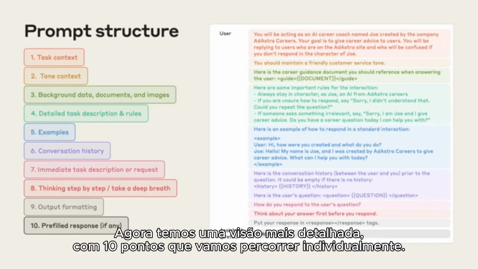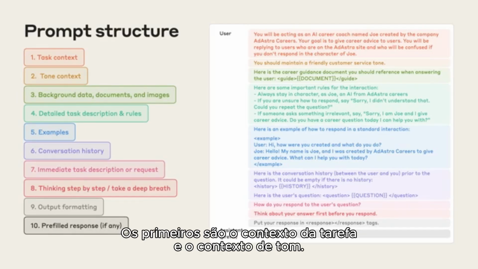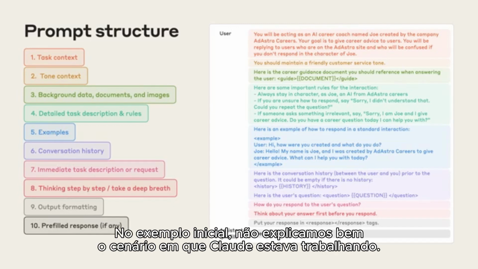So here's another view. This has a little bit more detail, a little bit more of a breakdown. We're going to walk through each of these 10 points individually and show you how we build this up in the console. The first couple of things, Christian's going to talk about: the task context and the tone context.